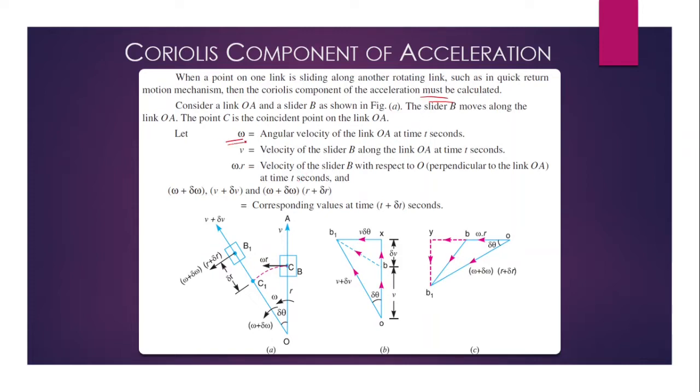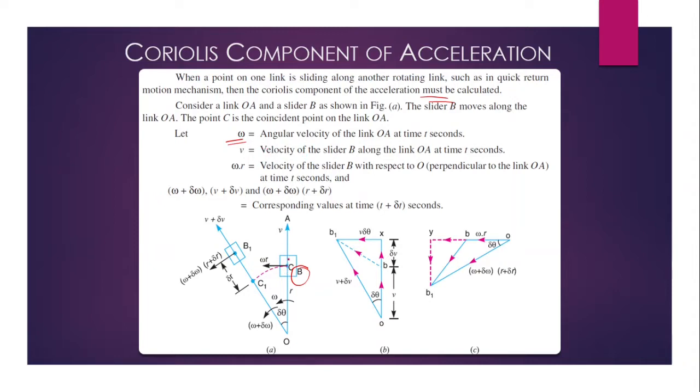Here this omega is equal to the angular velocity of the link OA. V is equal to the velocity of the slider B. Here B is the slider, and C is the coincident point on the link OA. Here this point C is the coincident point of this particular slider on link OA. But B is the slider and C is the coincident point on the link OA. Here omega is equal to the angular velocity of the link OA.